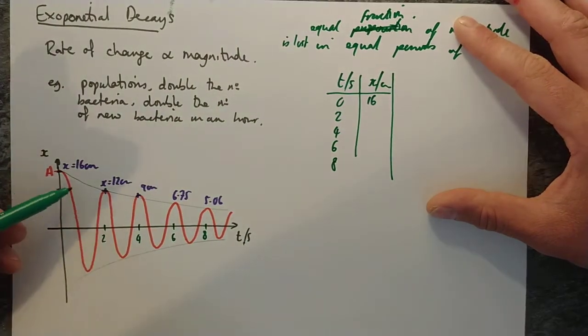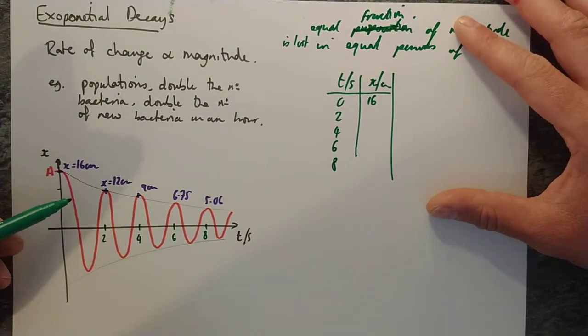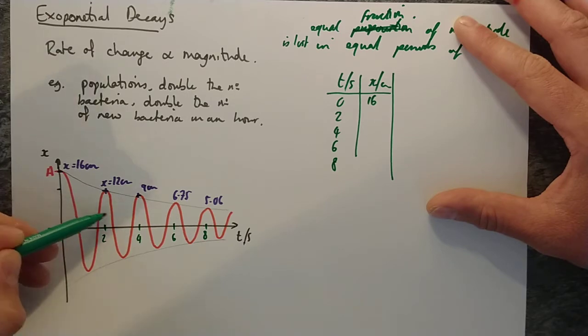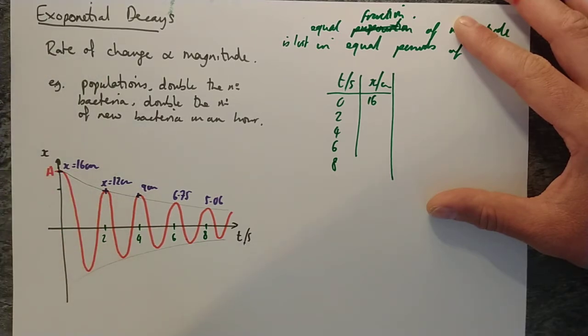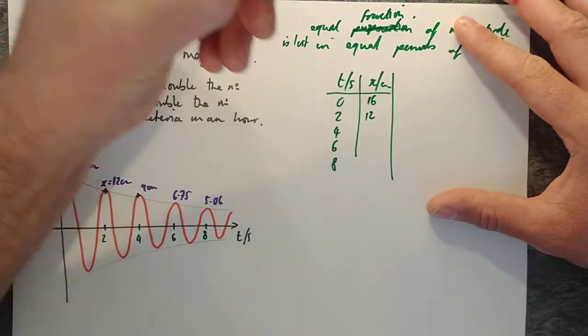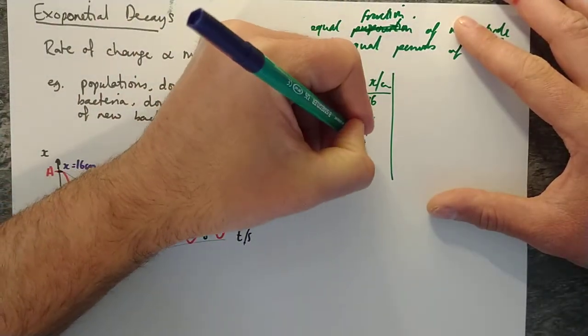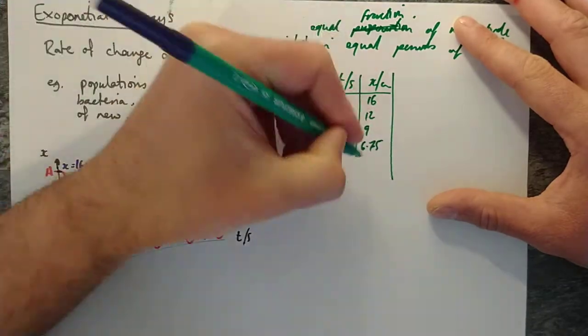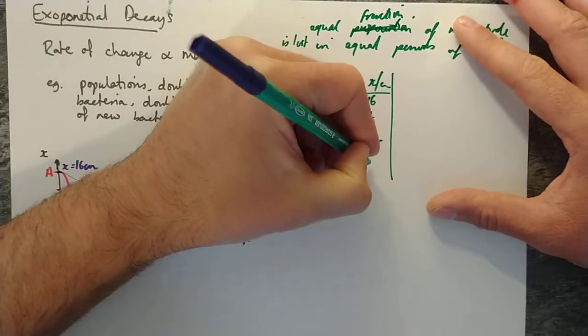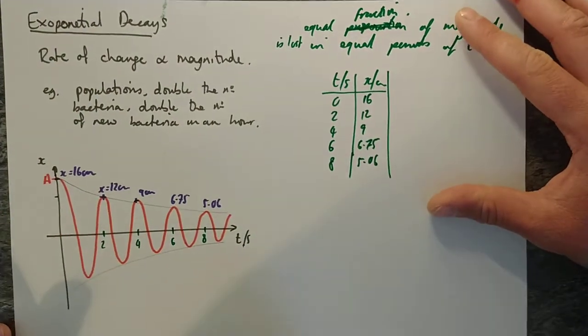Be careful, you've got to make sure it's the amplitude as well. It's the amplitude which is exponential, not just the displacement. You can't take any points other than the peaks or the troughs of the graph. And then 12, and then 9, and then 6.75, and then 5.06.